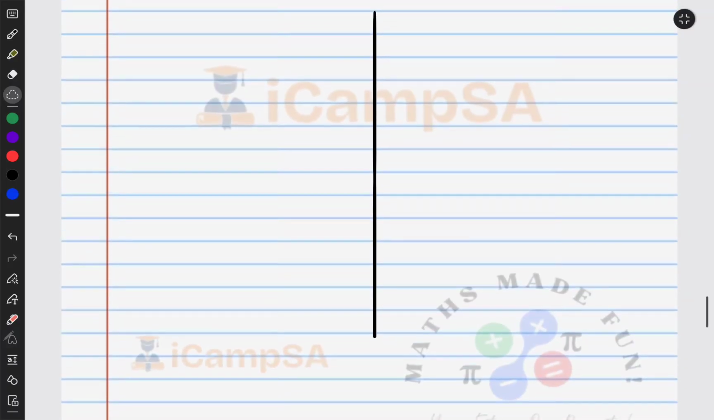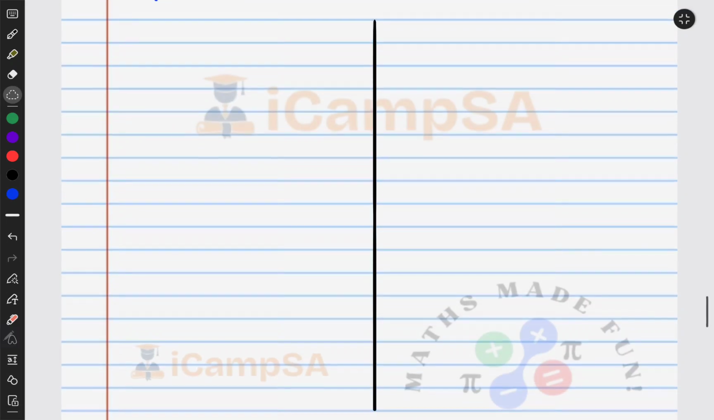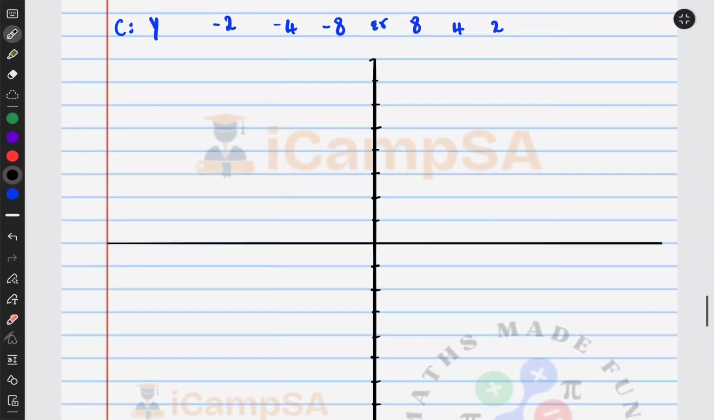Let me make it a little bit bigger for this one, since the space allows. We're going to have 1, 2, 3, 4, 5, 6, 7, 8.